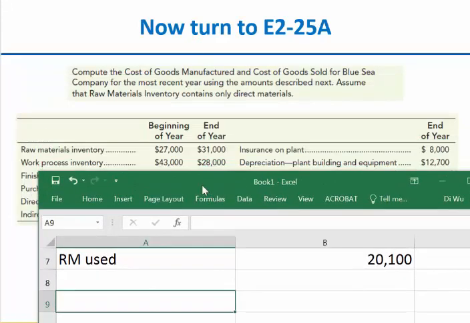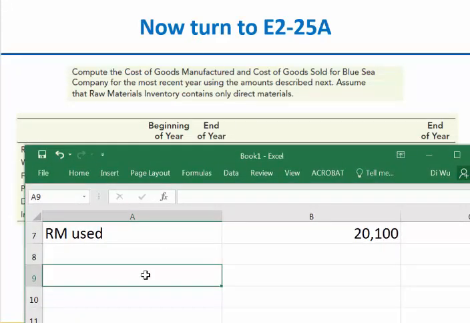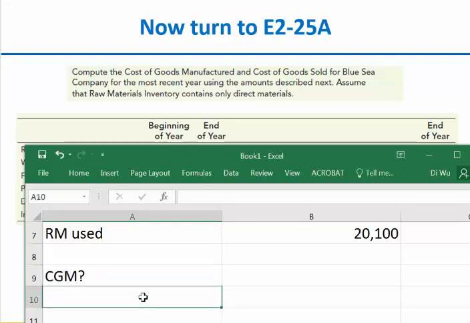So first of all, I have to take a look at, can we find the CGM? How can we find the CGM? The CGM is mainly the manufacturing part.